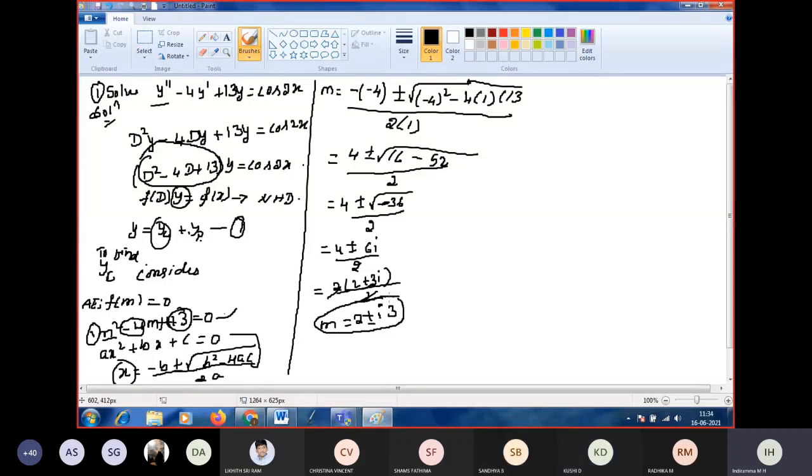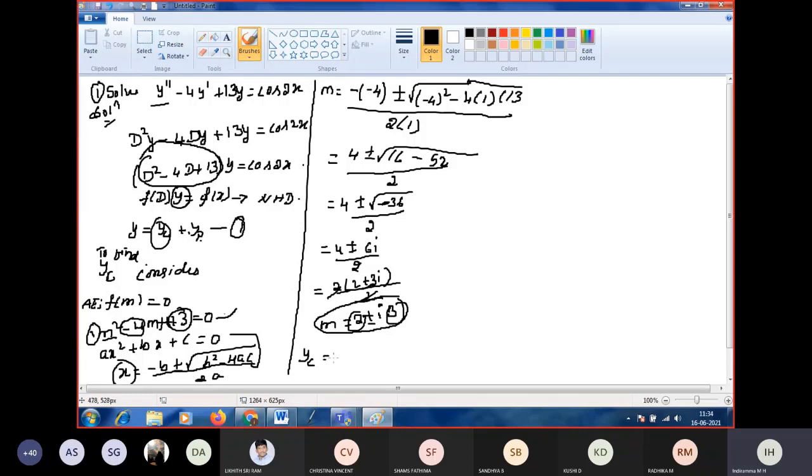Not real and imaginary. We cannot say like that. Roots are complex roots. Complex is different, real is different. Real and imaginary it is not. Real part and imaginary part we have in the complex. It is a complex root. So we have to use the third case to find yc.